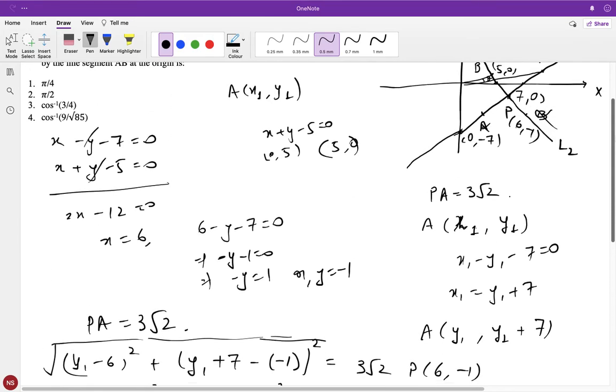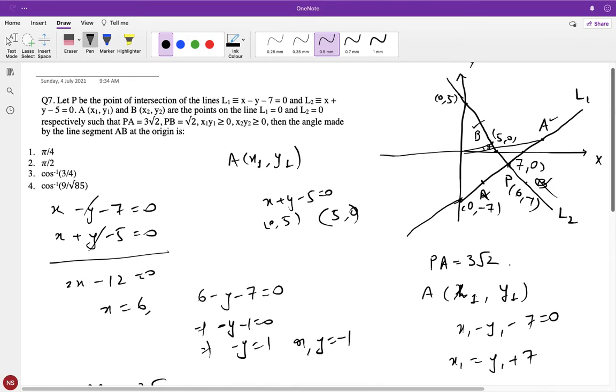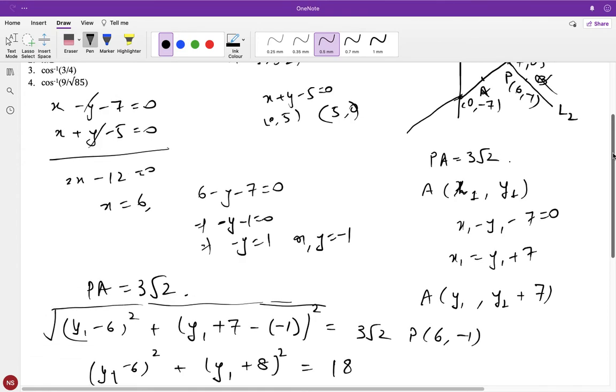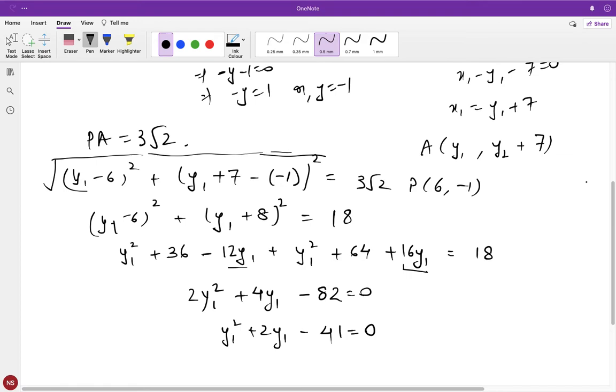x1 is y1 plus 7. Y1 minus 6 plus y1 plus 7, so y1 plus 8 is 18.